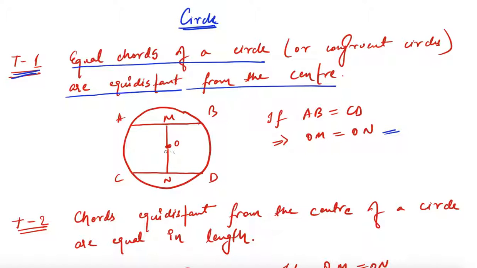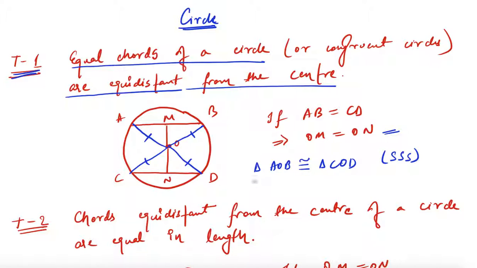Now what I'll do, I'll join O with C, O with D, O with B and O with A. Can I say that triangle AOB is congruent to triangle COD? Yes, they should be, because first, it is given that AB is equal to CD. Second, this is equal to this is equal to this, all being the radius of the same circle. So by SSS congruency, both the triangles are congruent to each other.